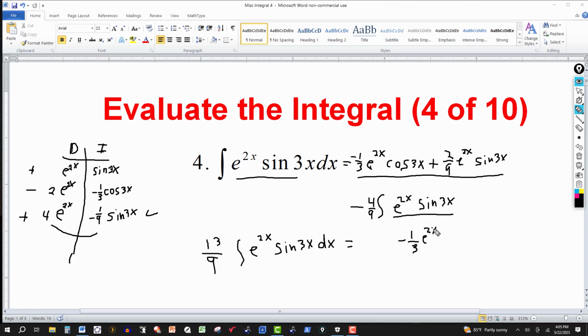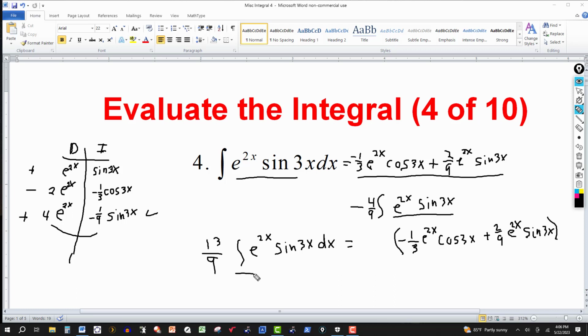1/3 e to the 2x cosine of 3x, and then a plus 2/9 e to the 2x sine of 3x. Then I'm going to put this in parentheses here.